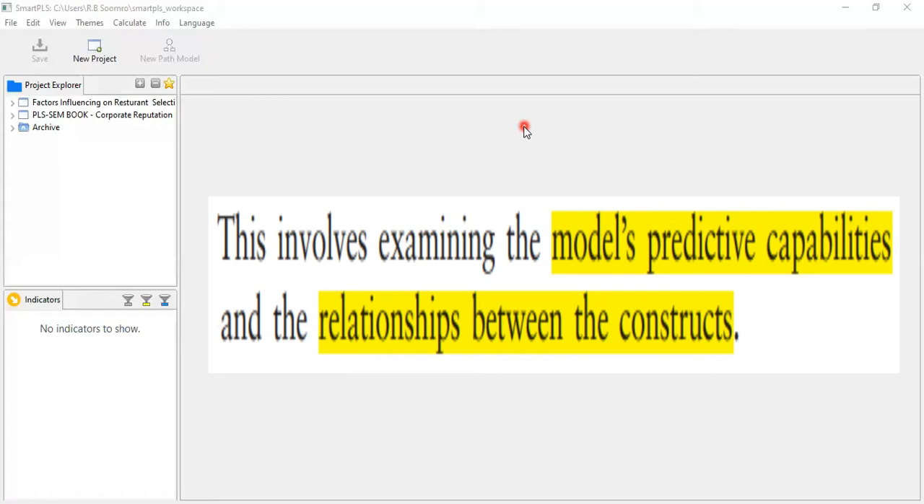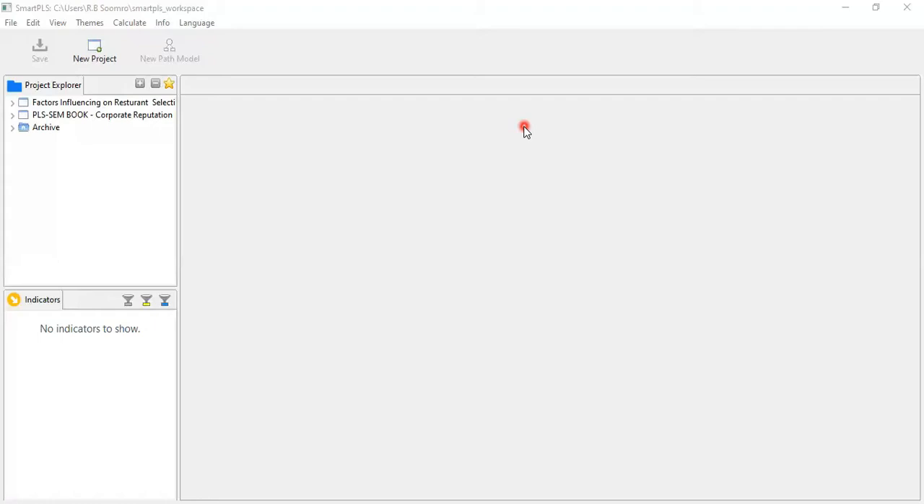One is to assess up to what level this model can predict. That means its predictive abilities are being assessed by the structural model. It is also assessing the relationships among the constructs. In the previous video, in the measurement model, we were checking the relationships among the items of the construct, and in this one we are checking the relationships among the constructs. So that is the job of the structural model.